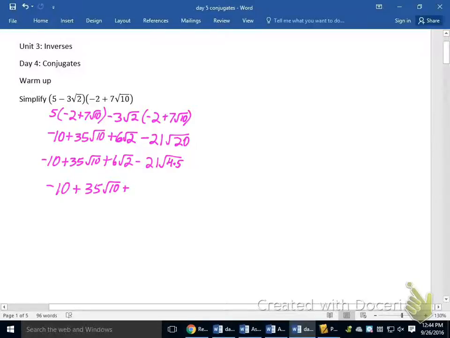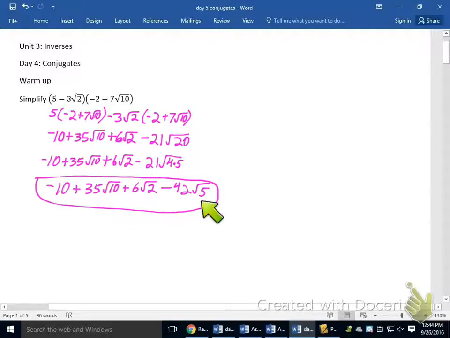plus 6 root 2. When I square root that 4, it will be a 2, and that 2 will multiply this 21, so it will be minus 42 root 5. This is my final answer because nothing can be combined, adding or subtracting wise. I've multiplied everything I can. I have nothing else that will simplify out. So, there we have it. And it's clearly an irrational number. These three terms themselves alone are irrational.